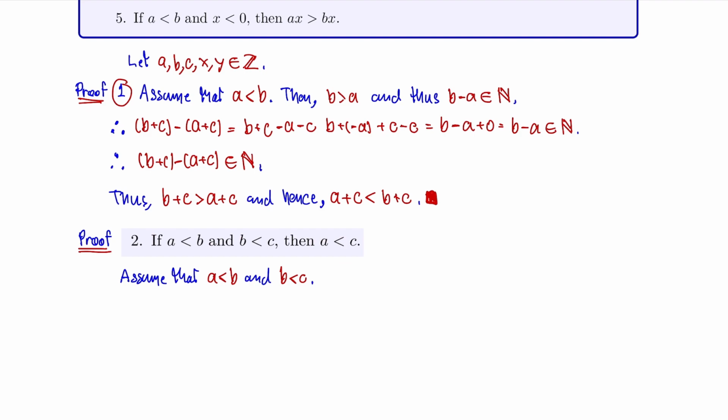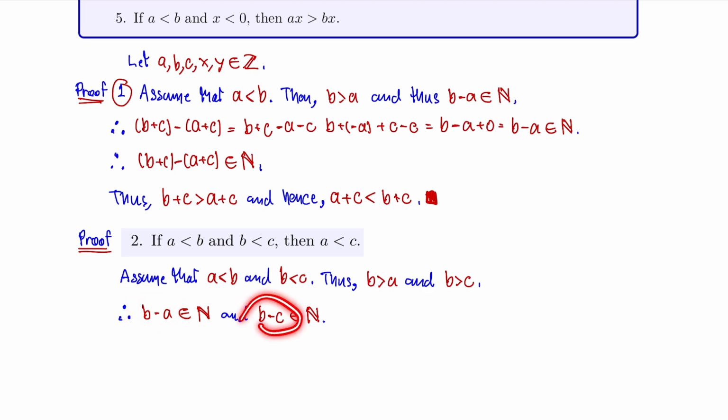So what do we have right here? We're going to have b greater than a and c greater than b. So by definition of greater than, what do we have? We're going to have b minus a is in the set of natural numbers, and c minus b is in the set of natural numbers. Now we have two natural numbers.